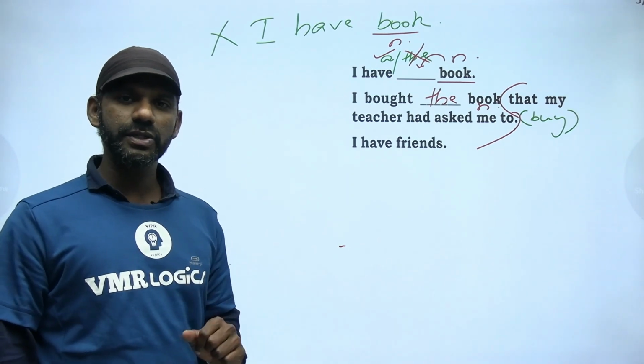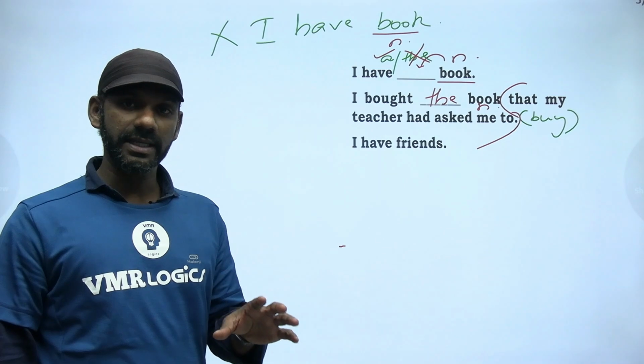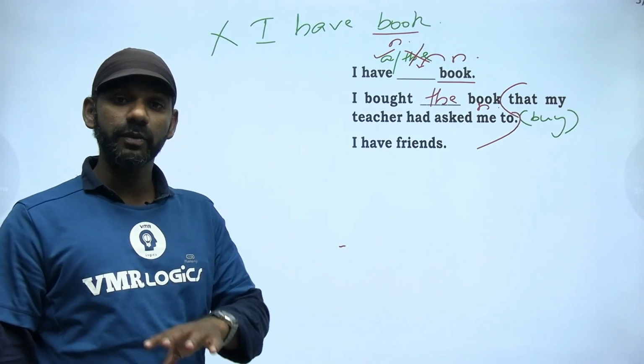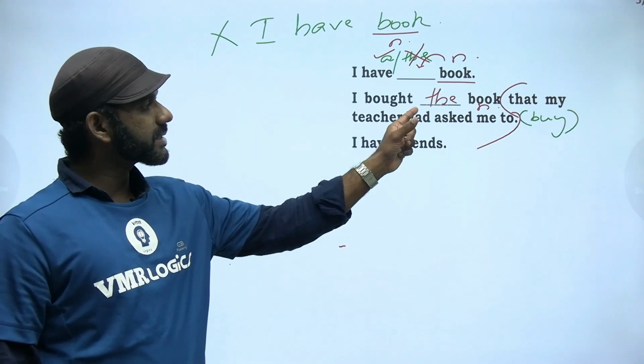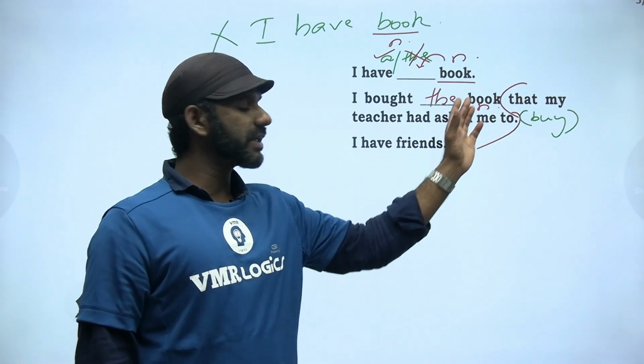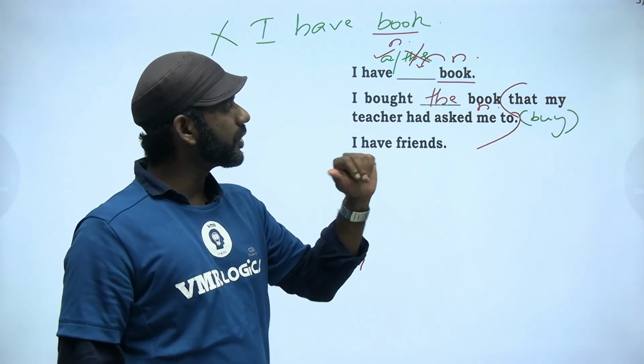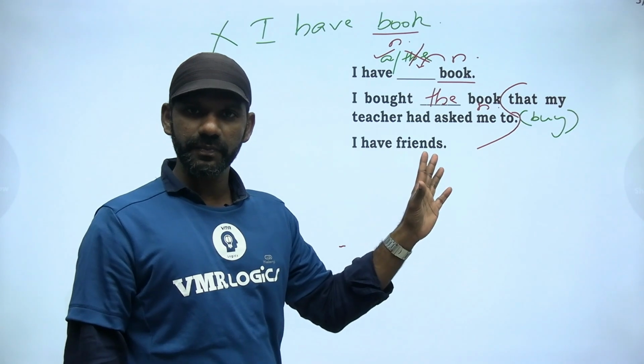When there is no information given regarding a noun, that noun is taken as general. When there is some information given regarding a noun in a sentence, that noun must be taken as specific. So in the second statement, we have some information given regarding the noun book, so it must be taken as specific. I bought the book that my teacher had asked me to. Got it?